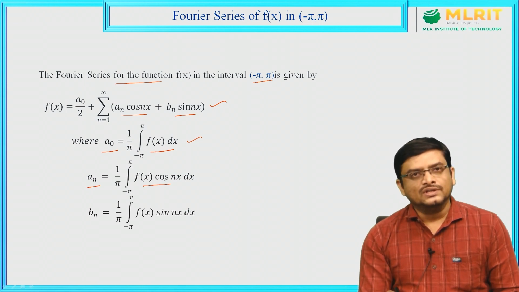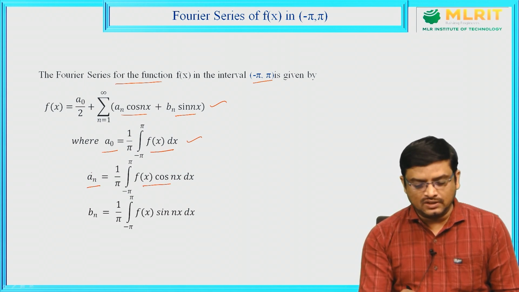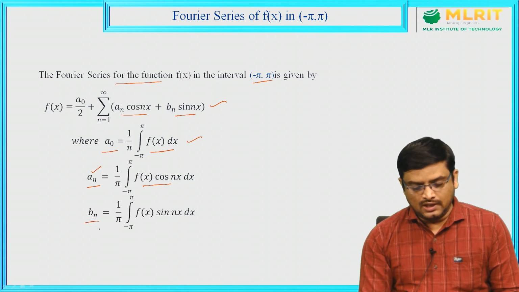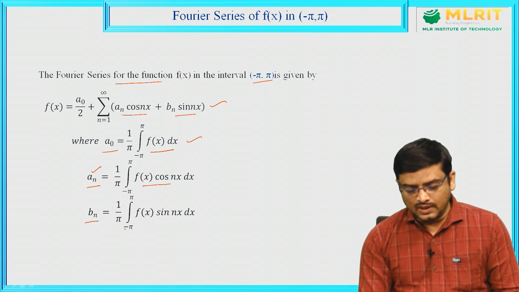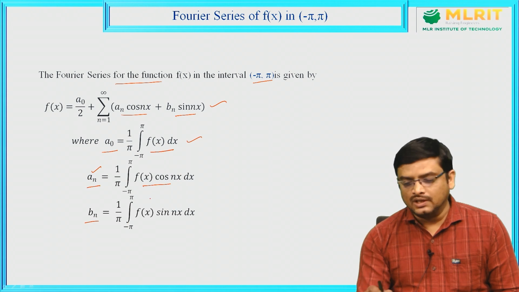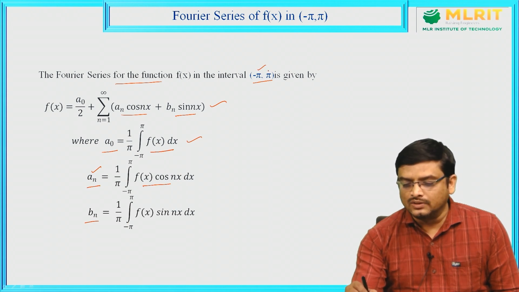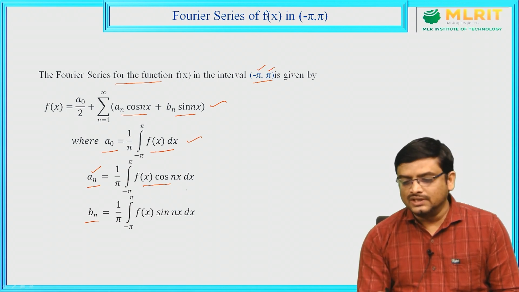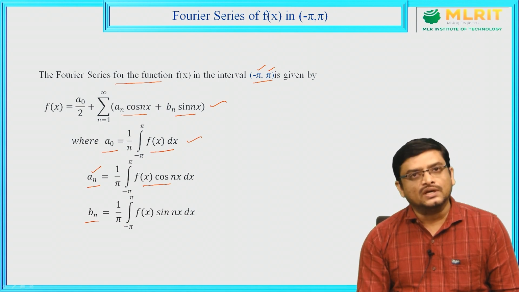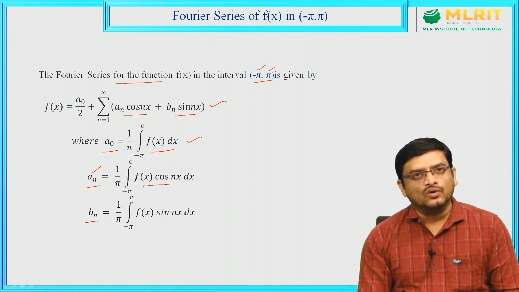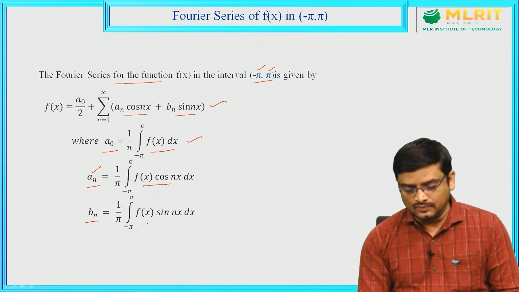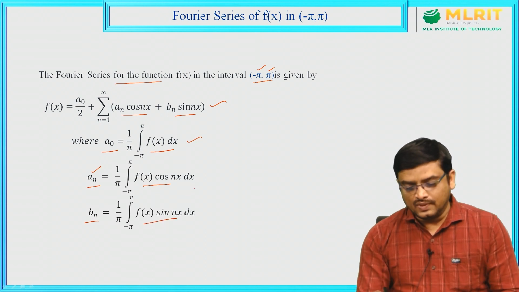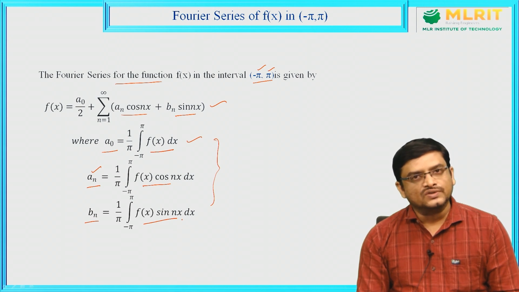By using this definite integral we are going to get the value of an, and bn is equal to 1 by pi integral from minus pi to pi. Here we are taking the interval minus pi to pi, so we have to consider these values as the limits of that integration while finding the coefficients a0, an and bn. These are the standard formulas, which we call Euler's coefficients or Euler's formula.